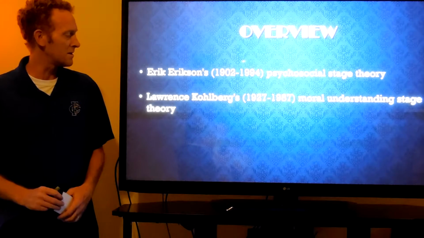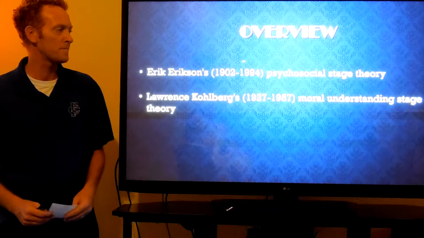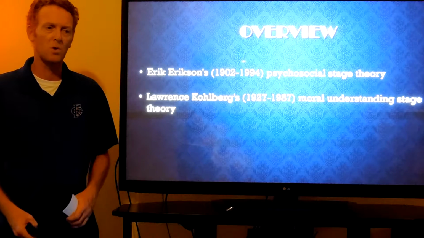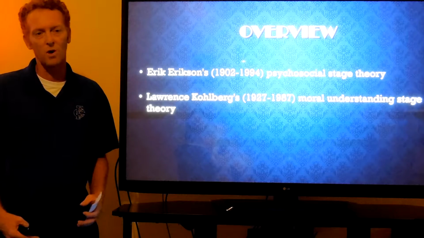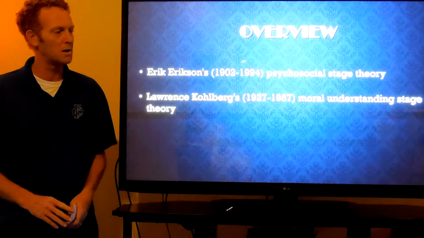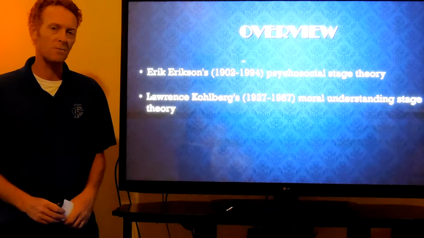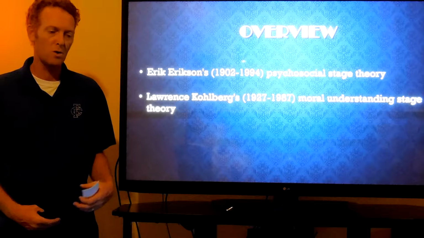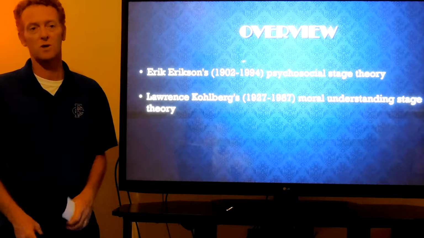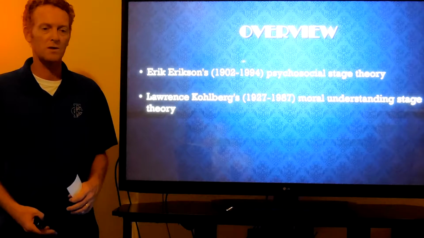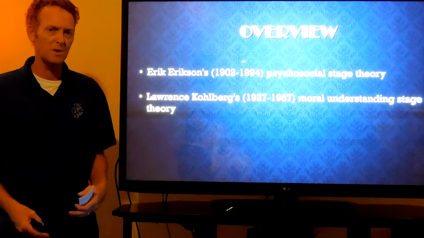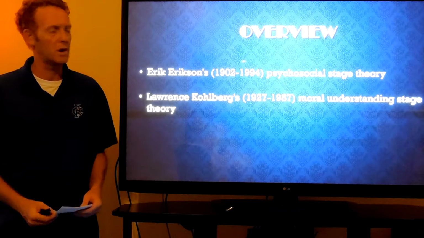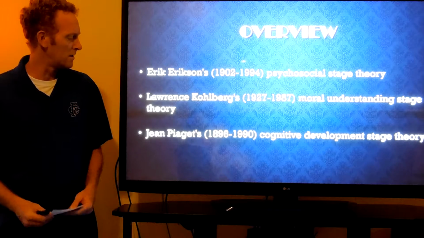The other theorist is Lawrence Kohlberg, and his theory is based on the moral understanding of right and wrong. Even at an early age, children develop this sense of morality of they know they're not supposed to do something, so there's this struggle with discriminating between the choices of what is right and what is wrong.